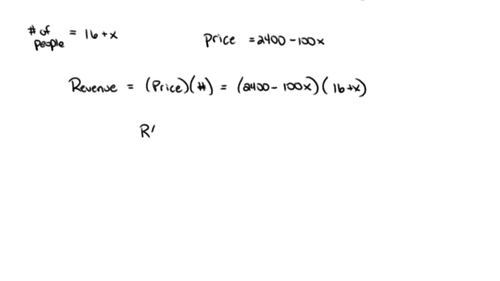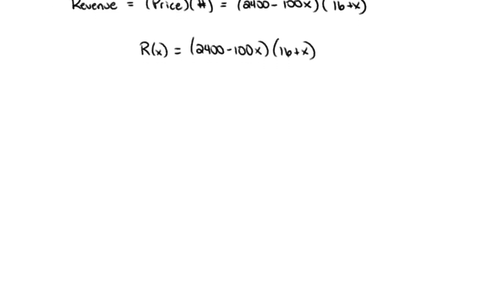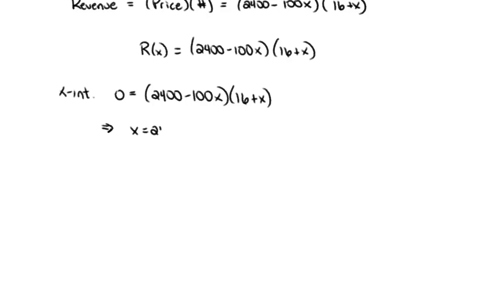So our function R of x, our revenue function, is actually quadratic: 2,400 minus 100x times 16 plus x. If you multiply those out, that would be quadratic. No need to multiply them out though. I could just find the x-intercepts here. You would set 0 equal to 2,400 minus 100x times 16 plus x. And so x is equal to 24 or x is equal to negative 16.